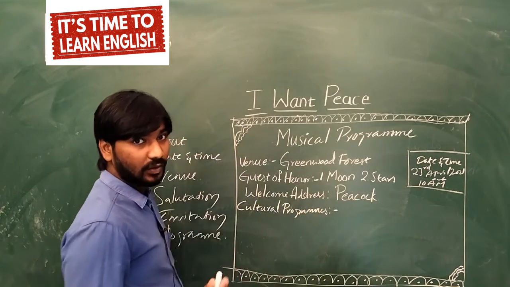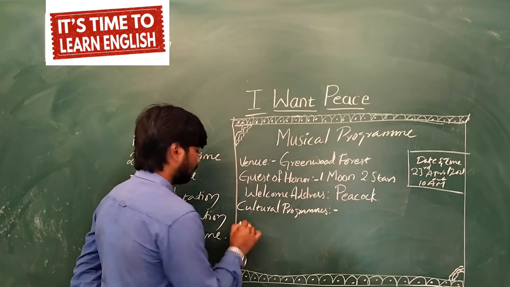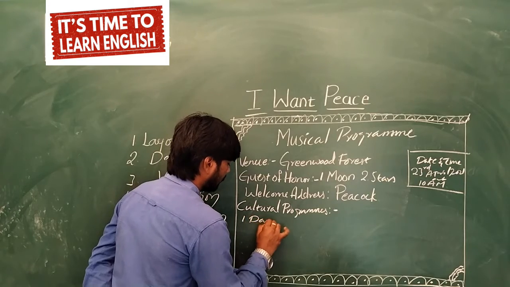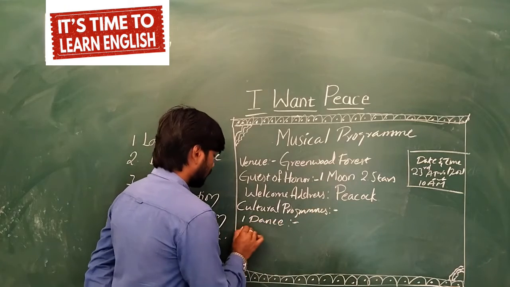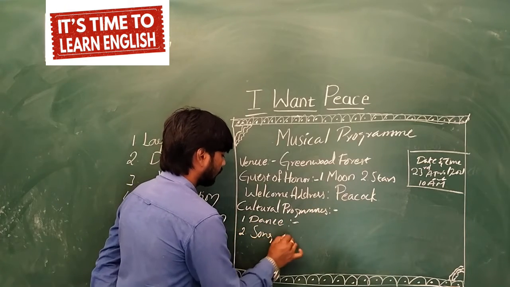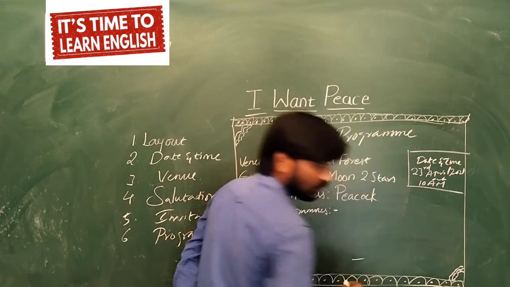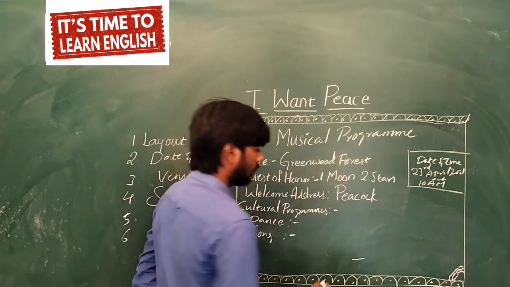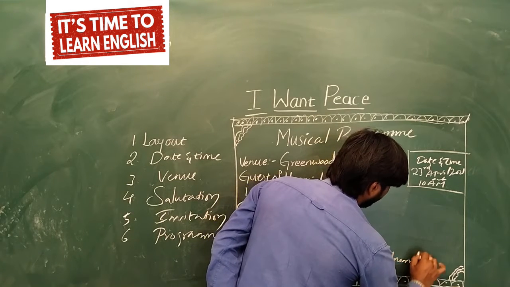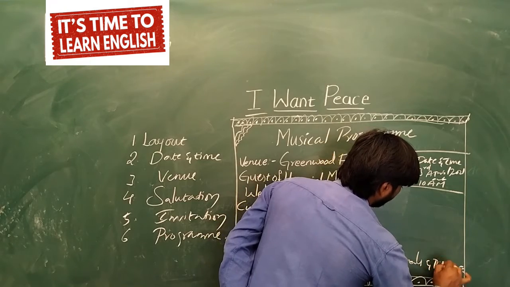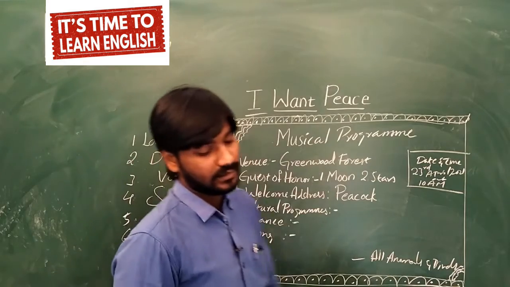So whatever you can mention, like dancing, singing, like that you can mention. For example, dance. Who are going to perform? Dance, songs. So who are going? Like that you should mention. And invited by. Who is invited? By all animals and birds. So this is the invitation format.